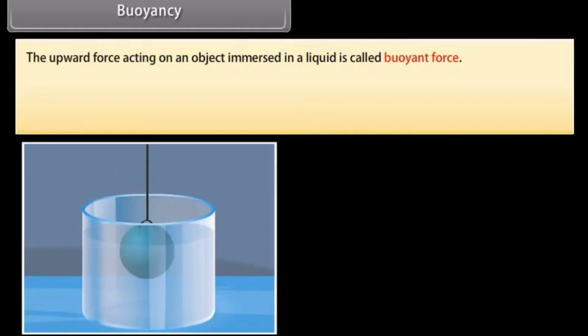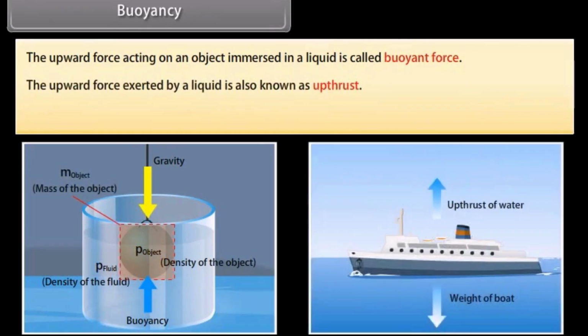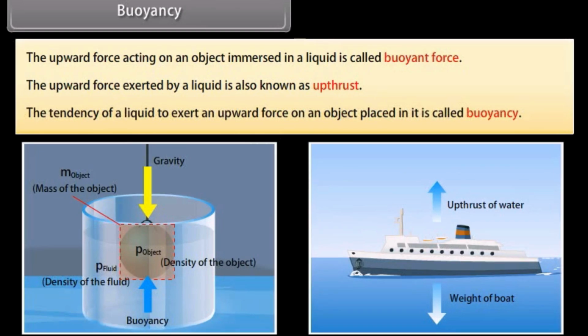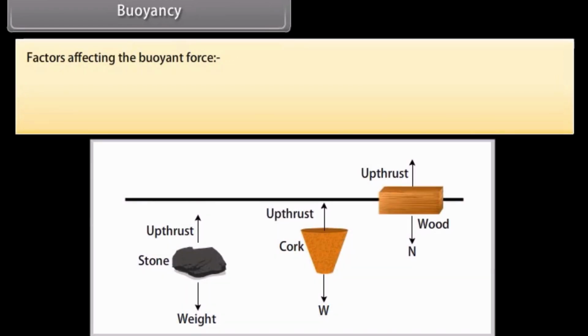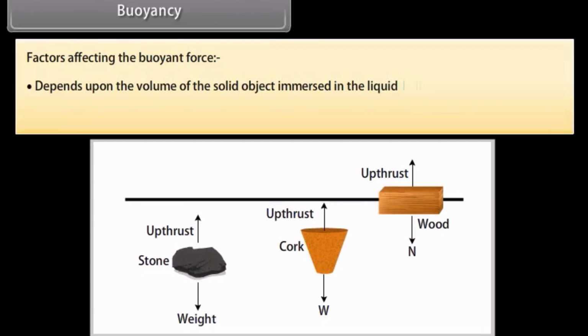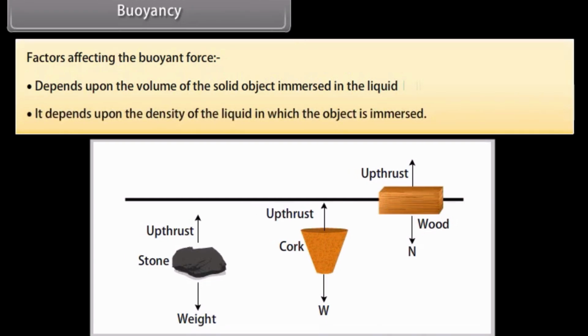Buoyancy. The upward force acting on an object immersed in a liquid is called buoyant force. The upward force exerted by a liquid is also known as upthrust. The tendency of a liquid to exert an upward force on an object placed in it is called buoyancy. Factors affecting the buoyant force: it depends upon the volume of the solid object immersed in the liquid. It depends upon the density of the liquid in which the object is immersed.